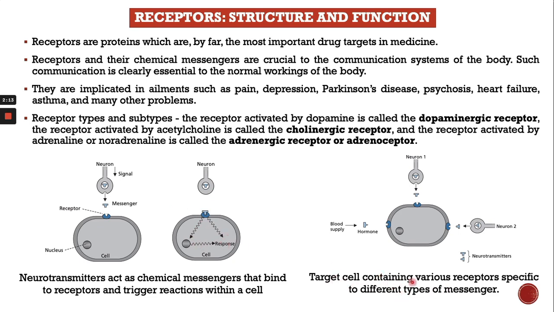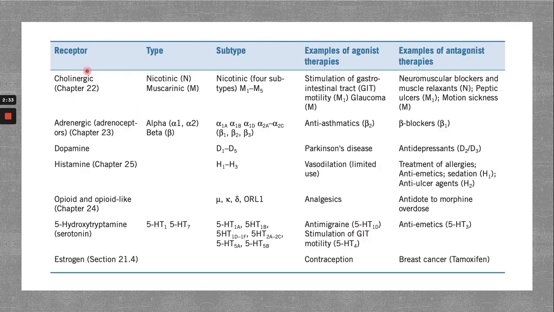The target cell contains various receptors specific to different types of messengers. These are the different receptors for the different types of messengers. For example, cholinergic receptors have nicotinic and muscarinic receptors, with subtypes M1 to M5 for the muscarinic receptor. Right? So it stimulates the gastrointestinal tract, and an example of an antagonist is neuromuscular blockers, the muscle relaxants.